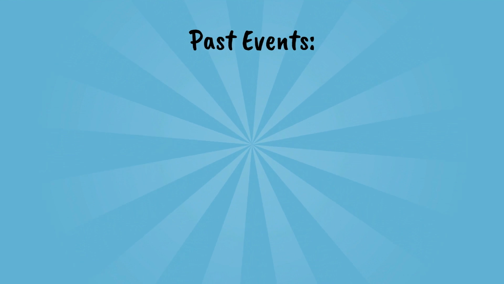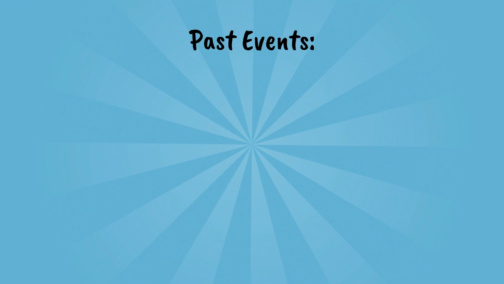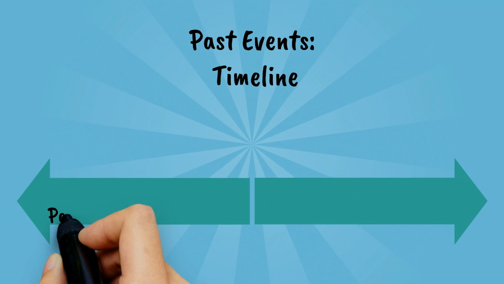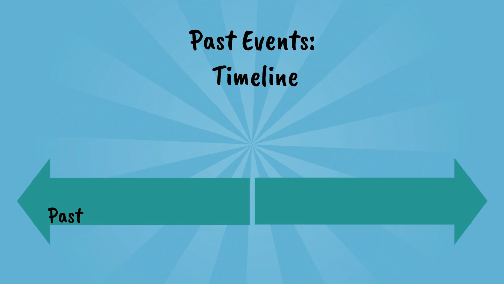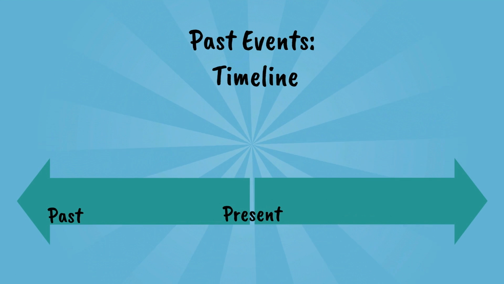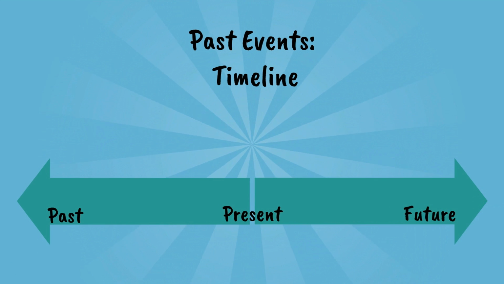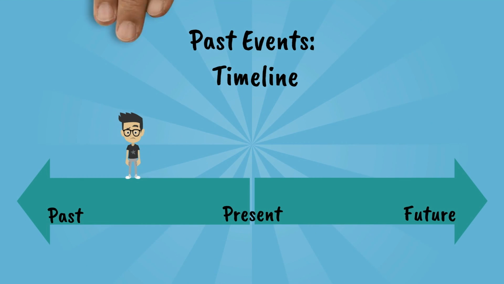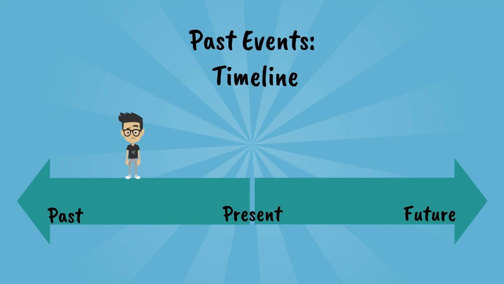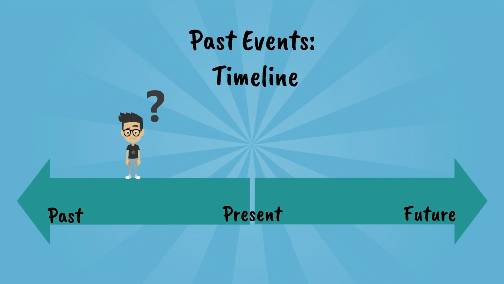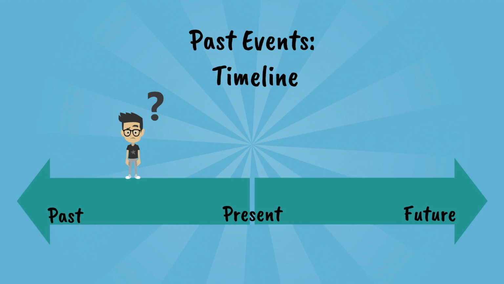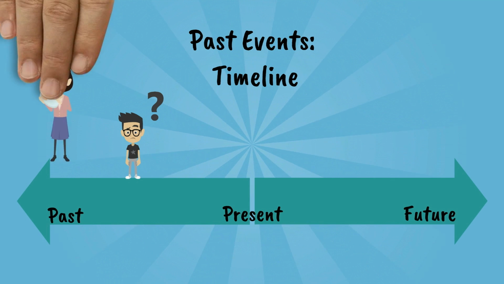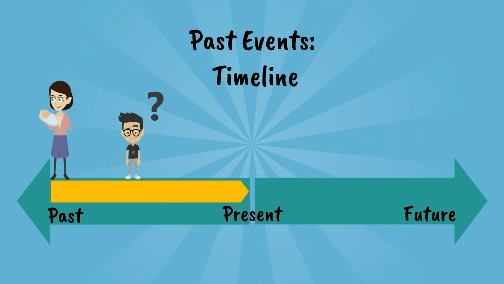To understand the past events function, let's use a timeline. So on the left, we have the past. In the middle, we have the present. And on the right, we have the future. The present perfect simple indicates that something happened in the past, but we don't know when it happened. We just know that it happened sometime in the past between the day that you were born until now.